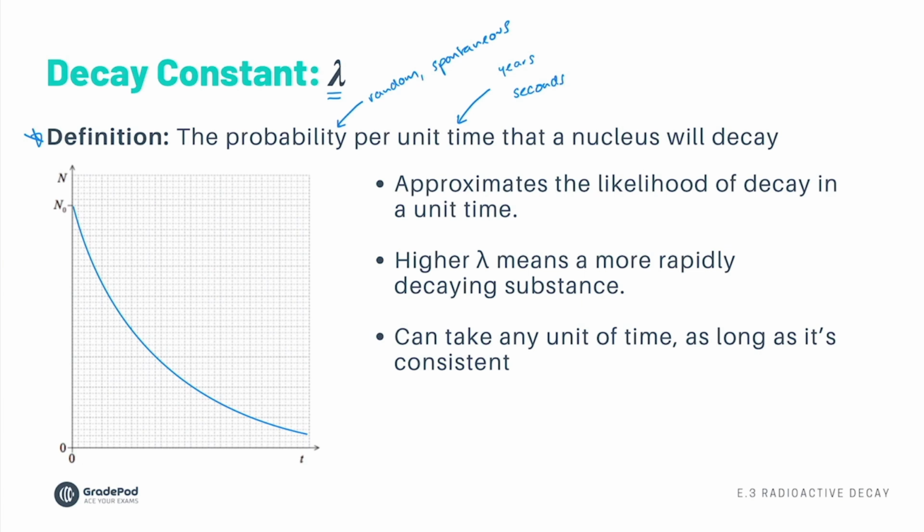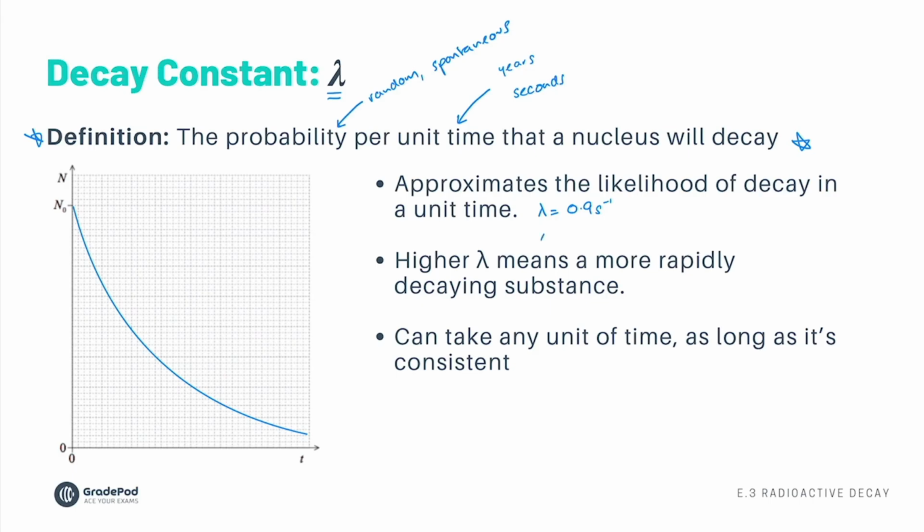You're going to have to memorise this definition, and that shouldn't be too hard. And what it does is it approximates the likelihood of a decay per unit time. Let's put some numbers to that and see if it makes more sense. If we have our decay constant as 0.9 per second, that means there's a 0.9 chance out of 1, or 90% chance that it will decay within 1 second.